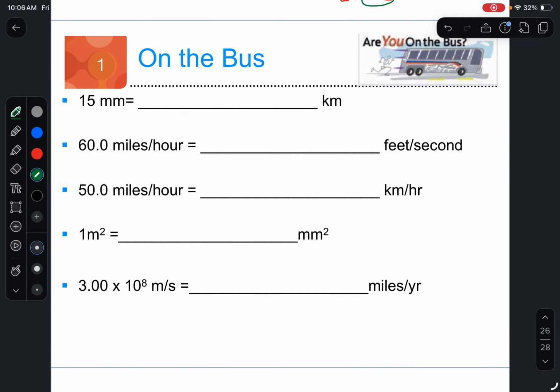Okay, let's try some more. So in here, you're going to millimeters to kilometers. And so we have 15 millimeters. Our conversion factor we know is 1 meter is 1,000 millimeters. So our millimeters cancel.